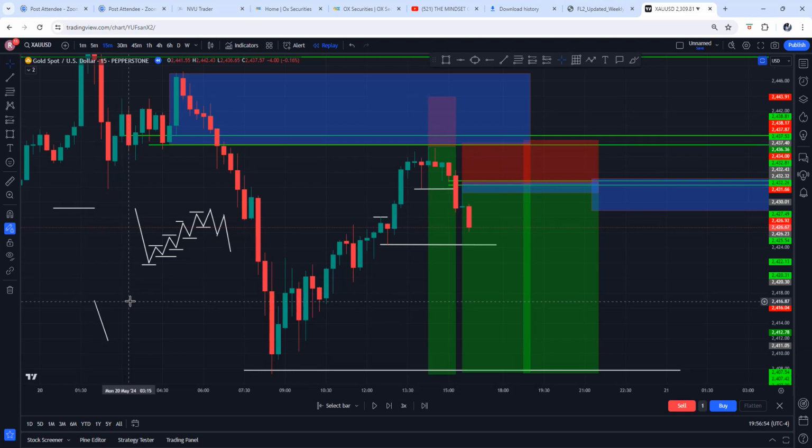A weak high and a weak low. What do you guys think happens to a weak high and a weak low? Put it in the chat. What do you think happens to weak highs and weak lows? It's not a trick question. It's pretty simple. I want you to keep this simple in your mind. What happens to weak highs and weak lows?